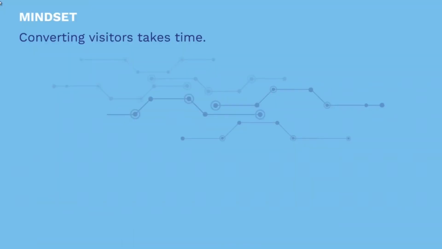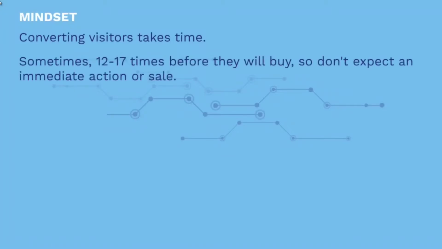All right, so let's talk about mindset, because I'm a big believer of having the right mindset before you get started. I want you to realize that you're not going to make a sale or get leads right away just by setting up a Facebook retargeting campaign. Converting visitors really does take time. And to be realistic, sometimes 12 to 17 touch points, meaning you have to get in front of them 12 to 17 times before they will buy. So I want to make sure that you don't expect an immediate action or an immediate sale.